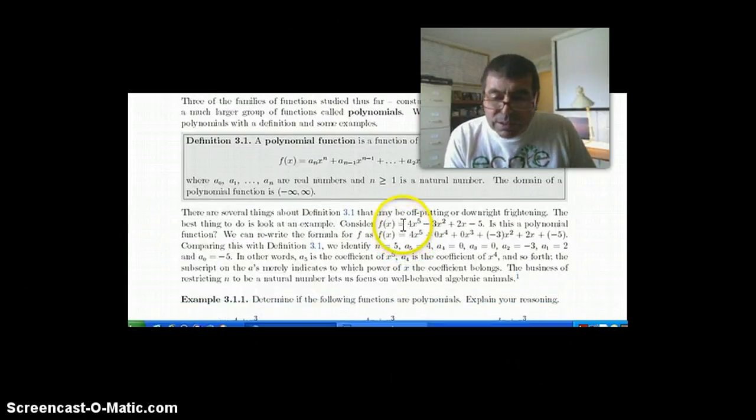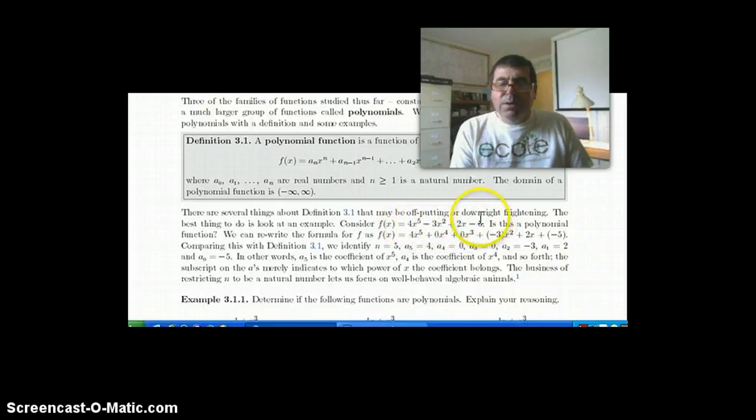So here's, consider f of x is this whole polynomial. It's a fifth degree polynomial. Its leading term is 4x to the fifth, and its leading coefficient is 4.